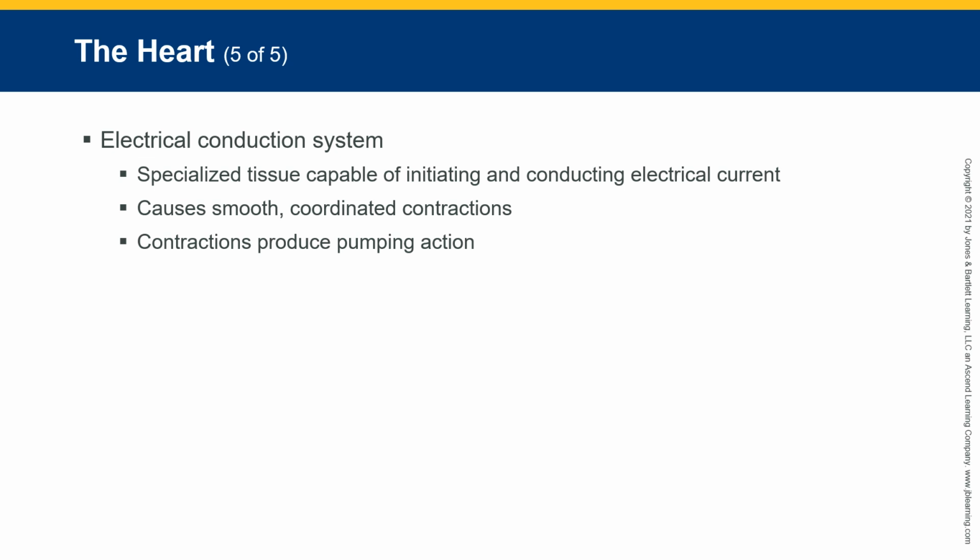The heart has an electrical conduction system, and it allows it to do what we call autorhythmicity. It has special tissue that is capable of initiating and conducting electrical current. It causes very coordinated contractions that produce a strong pumping action inside of it.